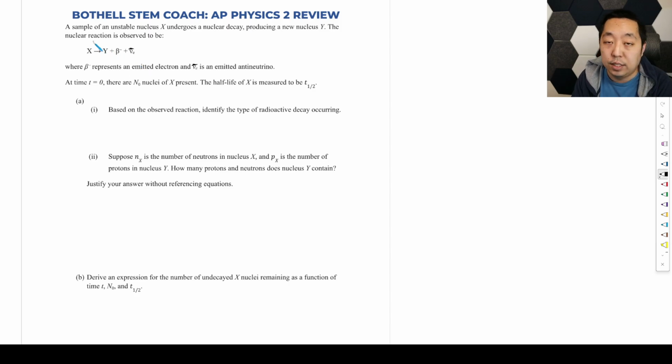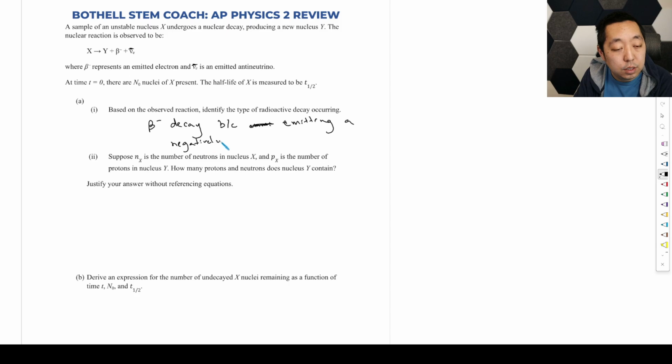So this is basically just definition. We're emitting a beta particle, a negatively charged beta particle. So this is a beta minus decay, based on the charge of the emitted particle. We are emitting an electron, right? And an antineutrino there, because you're emitting a negatively charged beta particle, a negatively charged electron.